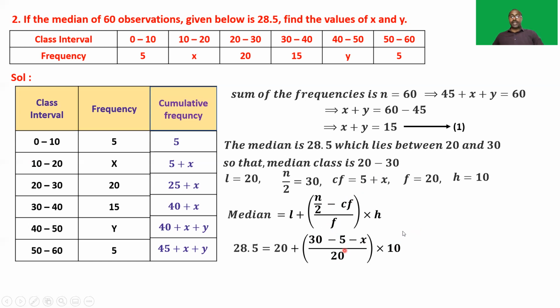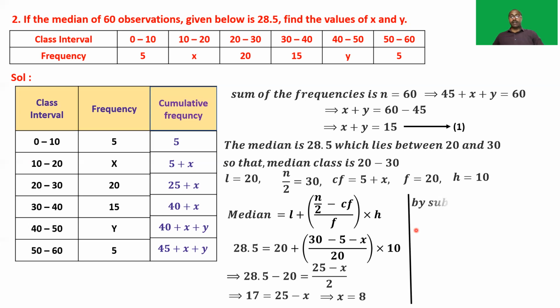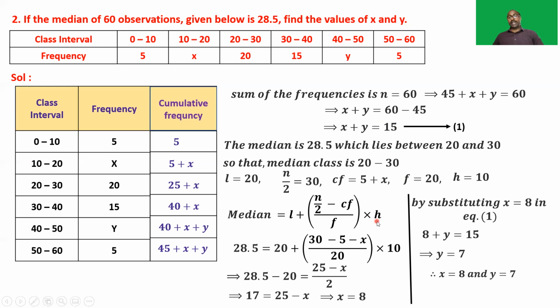From this we can write 28.5 minus 20 is equal to (25 minus x) by 20 into 10. By dividing by 10, we are left with 2 only in the denominator. So from this, we can write 17 is equal to 25 minus x. So the value of x is equal to 8. By substituting this value in equation 1, 8 plus y is equal to 15, and y is equal to 15 minus 8, that is 7. So the values of x and y are 8 and 7.